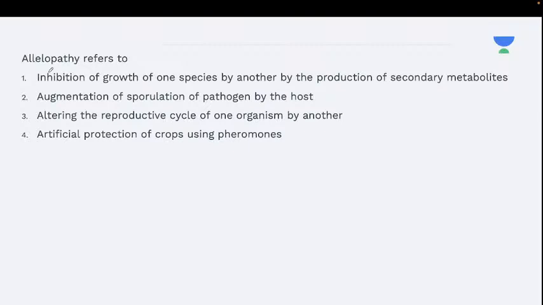Allelopathy. So it's the inhibition of growth of one species by another species by production of secondary metabolites. Especially, you can see the example of antibiotics. So antibiotic secretion, antibiotic formation. So that is an example of allelopathy.